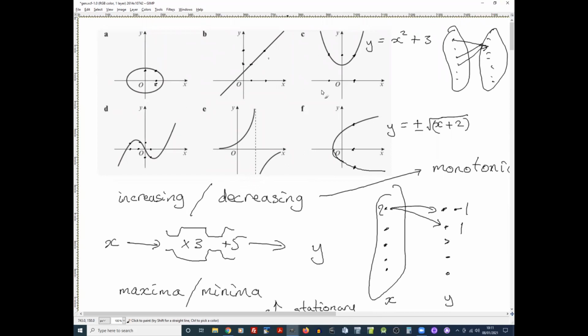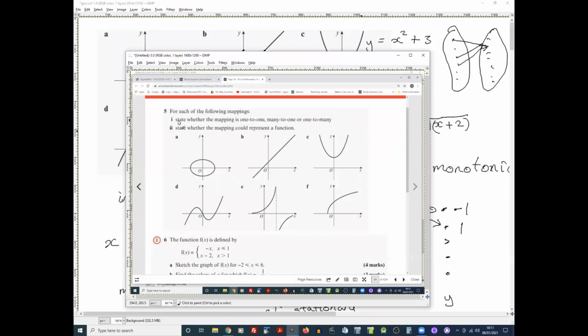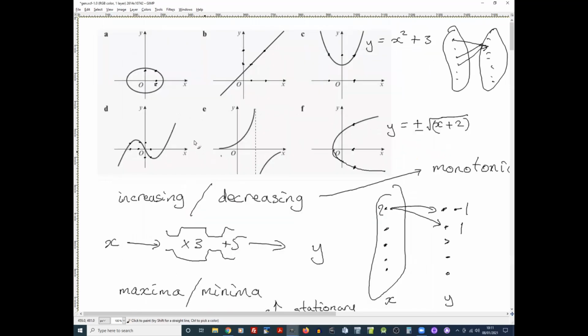Right, now we still haven't got to the bottom of this. We've done part one. We've looked at everyone and see. Oh no, we haven't looked at E. That's a reciprocal. Yes, it is a reciprocal. One to one, because you're never getting more than one output from an input.